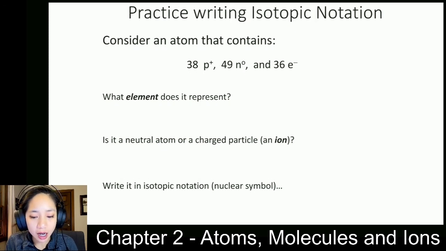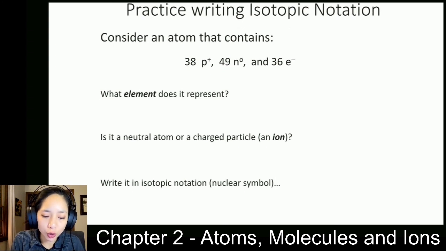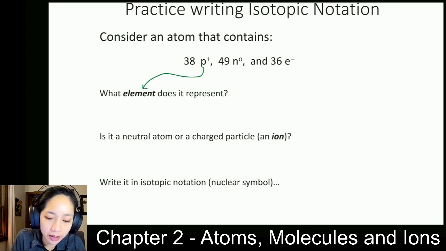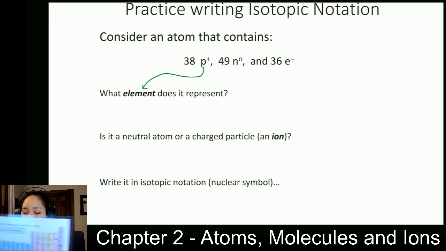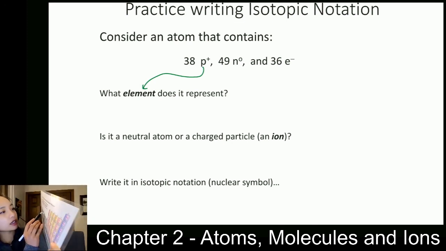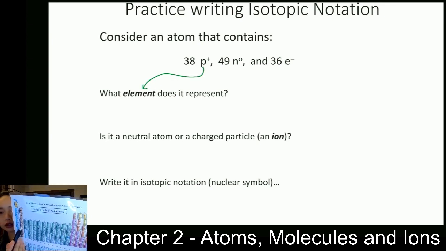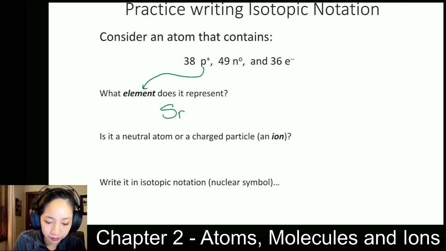Okay, so let's do one example problem, and that covers the history of atomic structure. Let's write the isotopic or nuclear symbol for this specific atom. This atom has 38 protons, 49 neutrons, and 36 electrons. The first question: what element does it represent? The element is dictated by the number of protons, so all we have to do is look at our periodic table. Which element has 38 protons? It's strontium, which has an atomic number of 38.